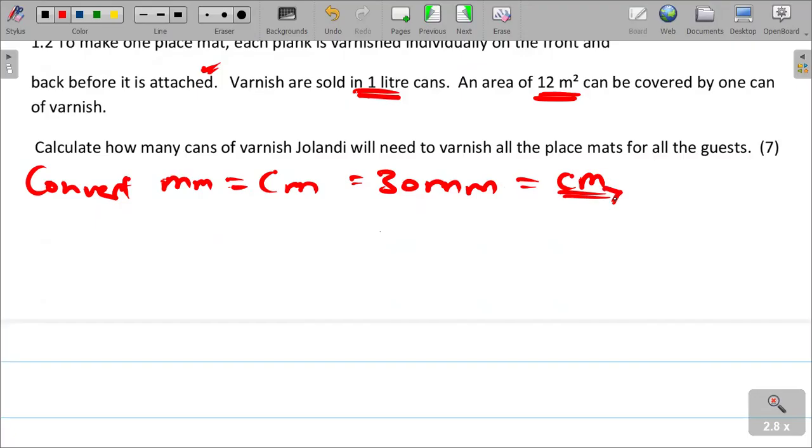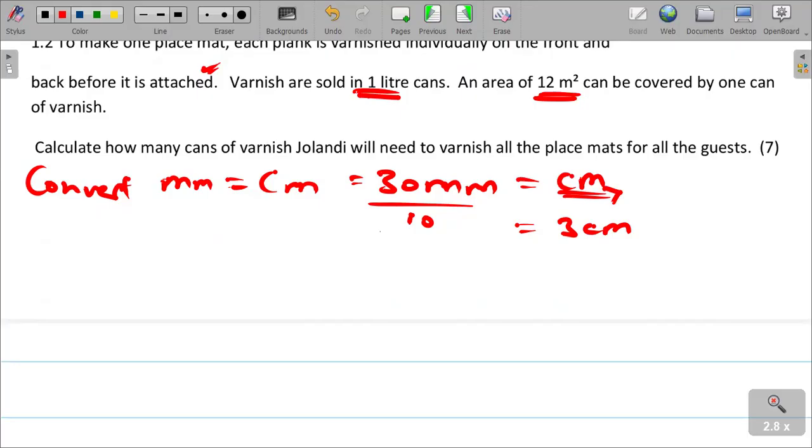What are we supposed to do? We divide by 10, because 1 centimeter is equal to 10 millimeters. This is going to give us 3 centimeters. So the width of the plank is 3 centimeters. And then we need to calculate the surface area of the planks for 1 mat.